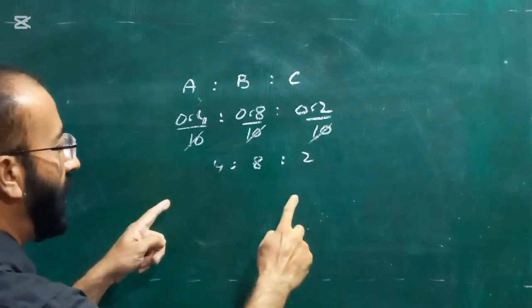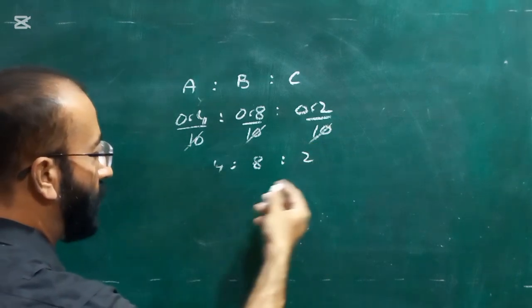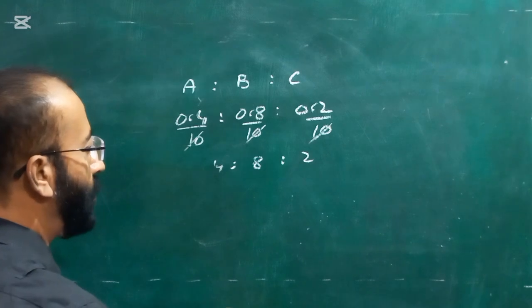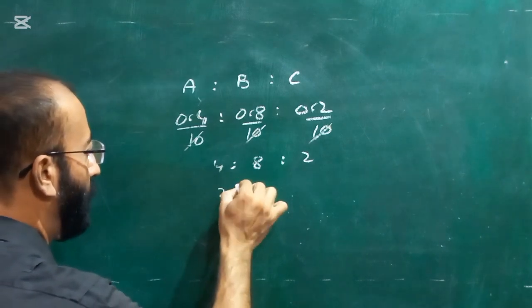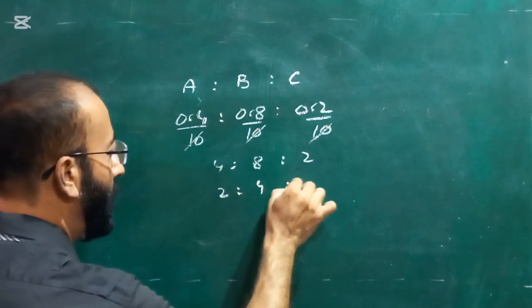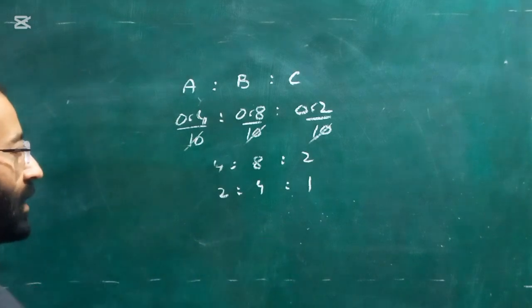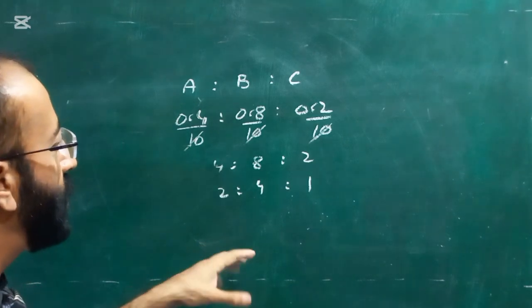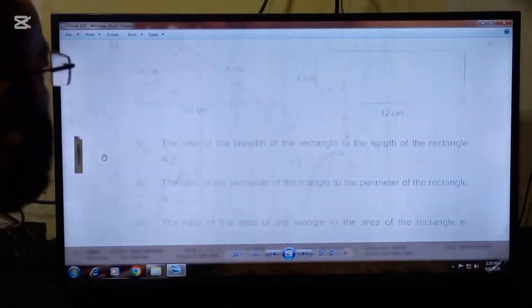Now cancel them in the same table if possible. So yes, all three values come into the table of 2. So 2 2s are 4, 2 4s are 8, and 2 1s are 2. So this is the simplest form of this question. So this is the answer.